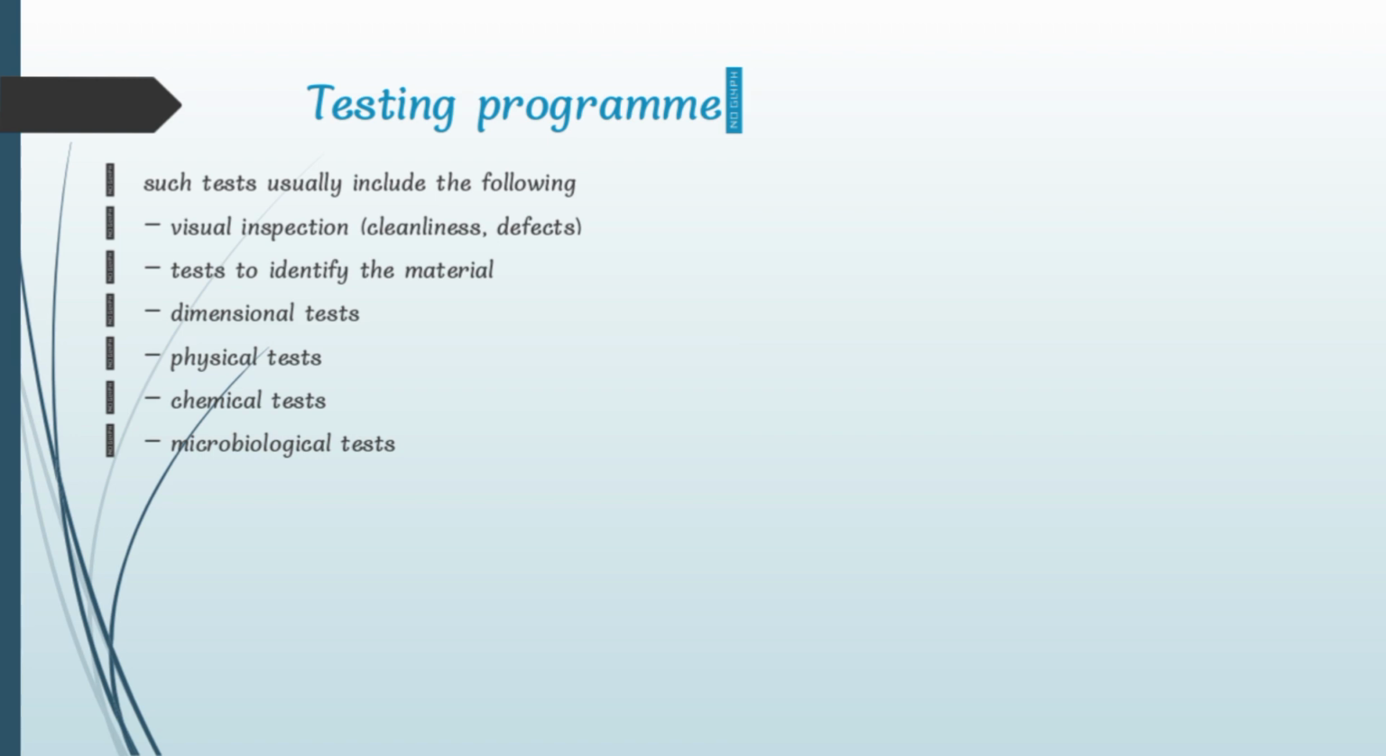Testing program. The testing program for pharmaceutical packaging material is done by visual inspection, that is for cleanliness and defects, tests to identify the materials, dimensional test, physical test, chemical test and microbiological test.